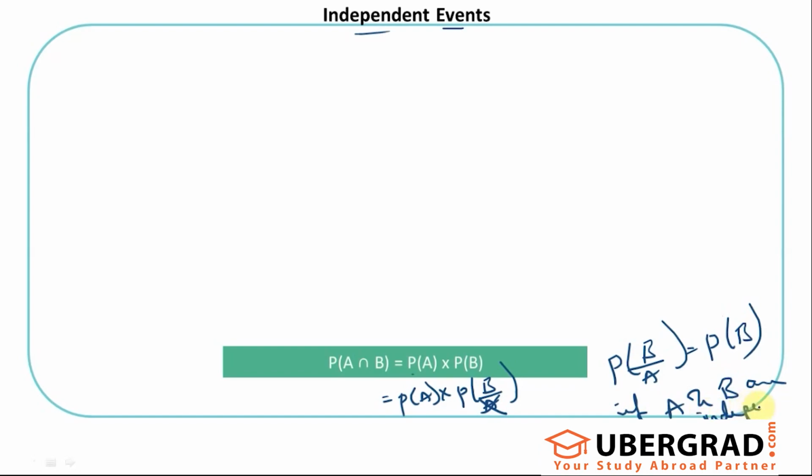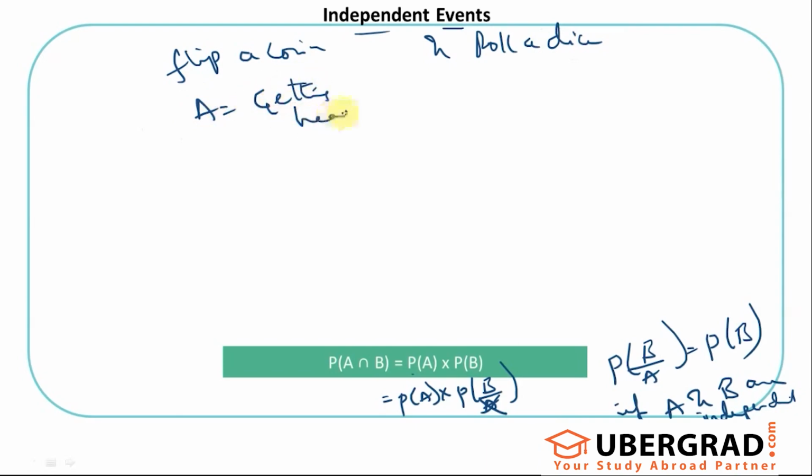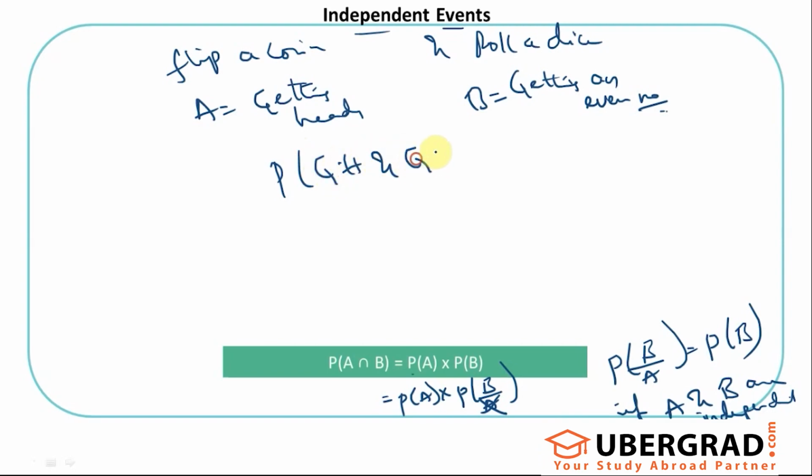What do I mean by independent events? Let's talk about this in normal life. So let's say I flip a coin, or toss a coin, and roll a die. Let me define event A as getting heads, and event B as getting an even number. If I ask you what is the probability of getting heads and getting an even number, it's asking me to find out P of A intersection B.